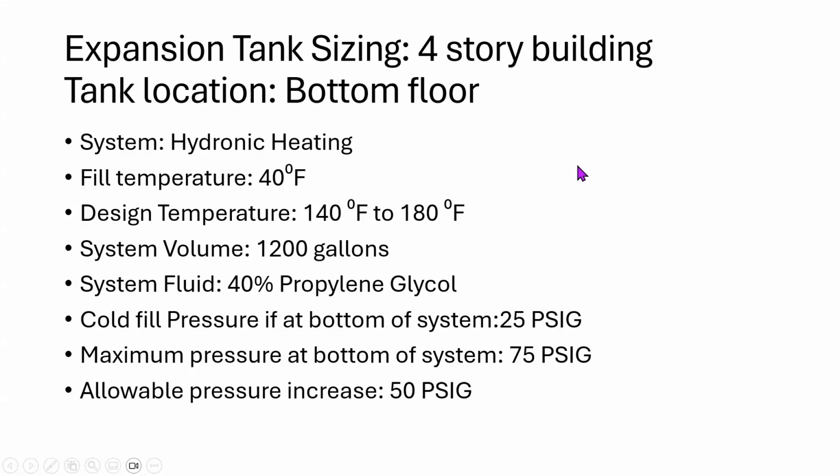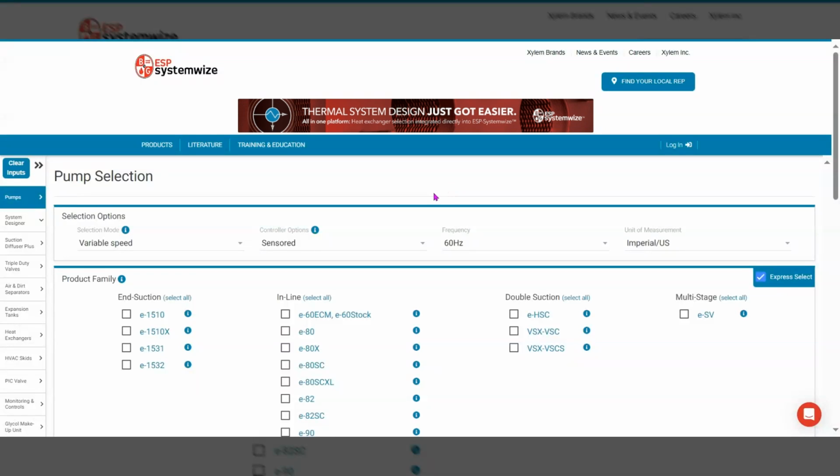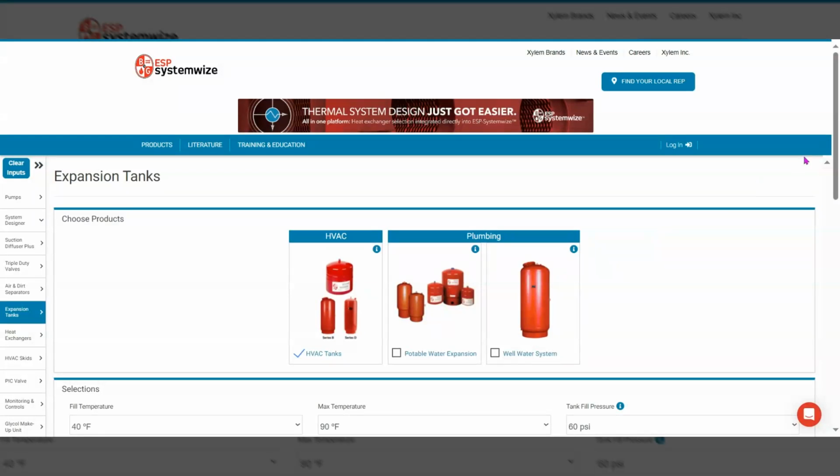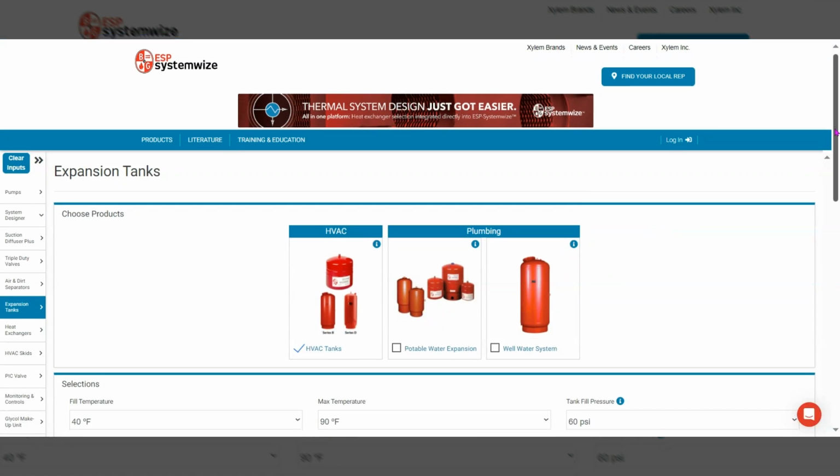Let's go ahead and start sizing with Systemwize. Here we have the Bell & Gossett ESP Systemwize program. If we take a look on the left side here, it normally defaults to pumps, but we're going to move down to expansion tanks. When we get to expansion tanks, we have a choice of plumbing or HVAC, and we're going to use the HVAC tanks. This is a hydronic heating system.